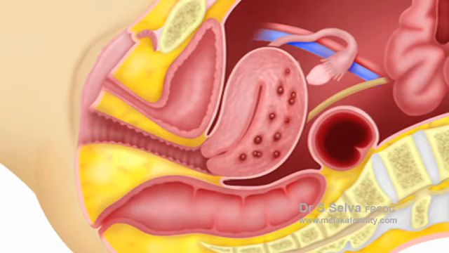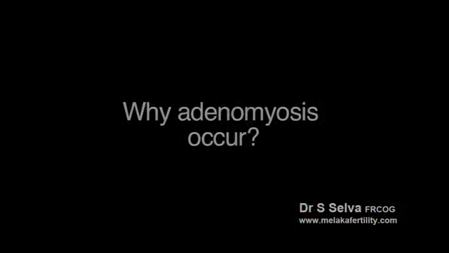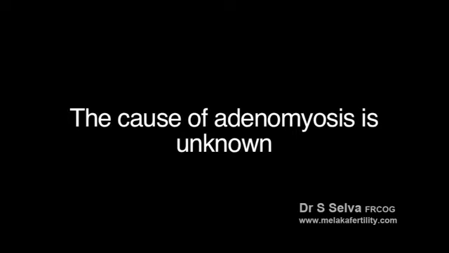Adenomyosis usually involves the back or posterior part of the uterus. Sometimes the whole uterus can be enlarged with adenomyosis. Why does adenomyosis occur? The cause of adenomyosis is unknown.